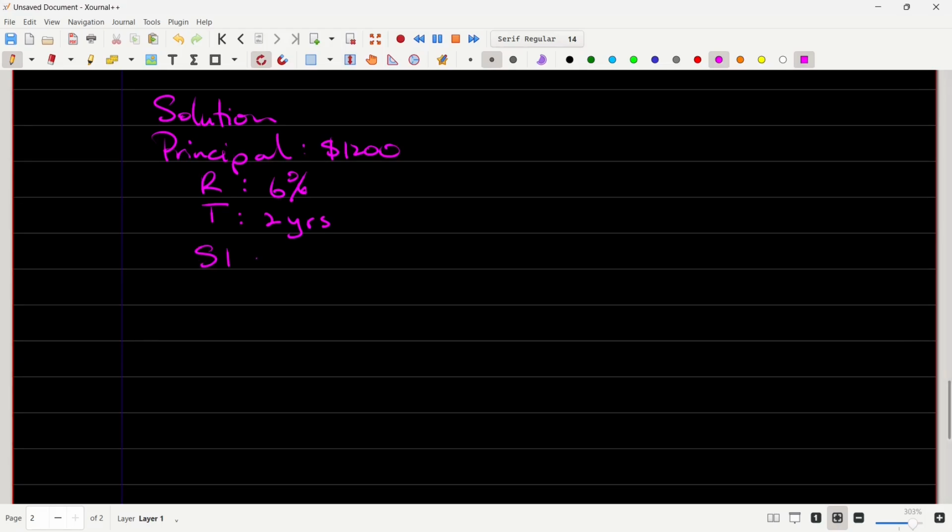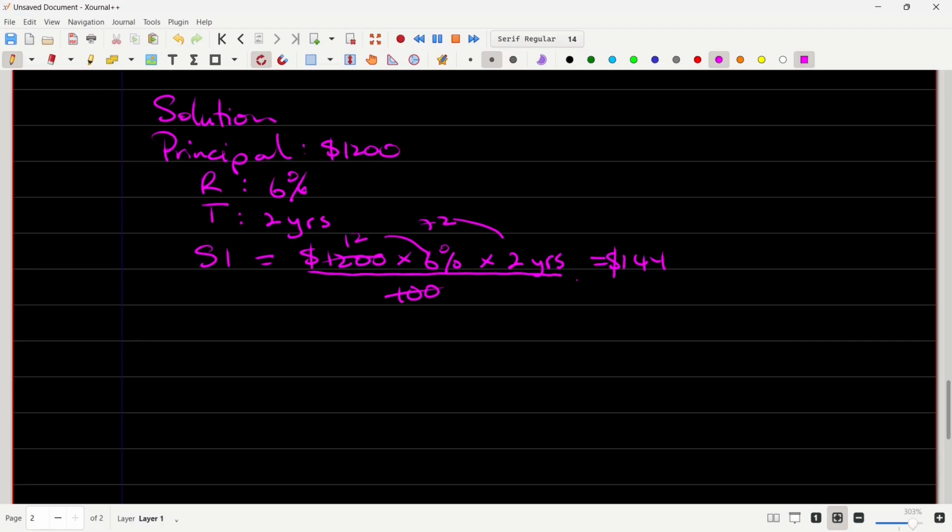Right? Simple interest is equal to 1,200 times the 6% times the 2 years, and then divided by 100. This into this will give me 12, and then I have 12 by 6, which is 72, and then 72 by 2, which is 144. All right, so it's $144 in interest. The total amount A would be equal to 1,200 plus 144, and that will be a total of 1,344. Let me just write that better.